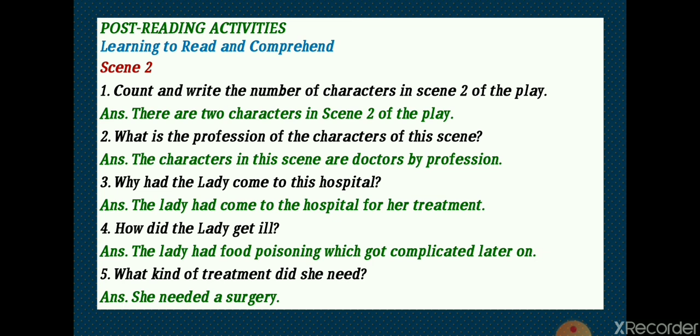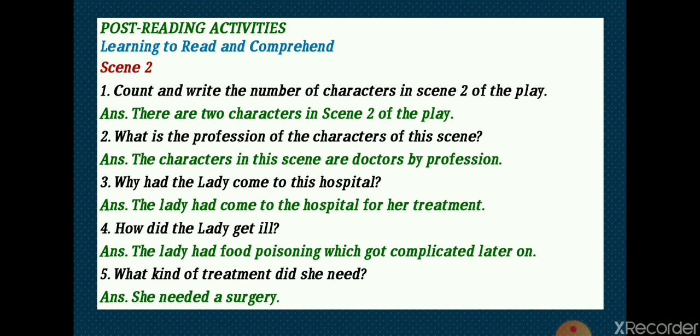Okay, let's discuss. Count and write the number of characters in scene 2 of the play. I'm sure your answer is right. There are 2 characters in the scene of the play, and these 2 are 2 doctors of a very big hospital, and one of the doctors is the boy in the first scene. Okay, question number 2. What is the profession of the characters in this scene? As doctor has been written in front of their names and they are discussing a patient, the characters in this scene are doctors by profession, which can be easily deciphered.